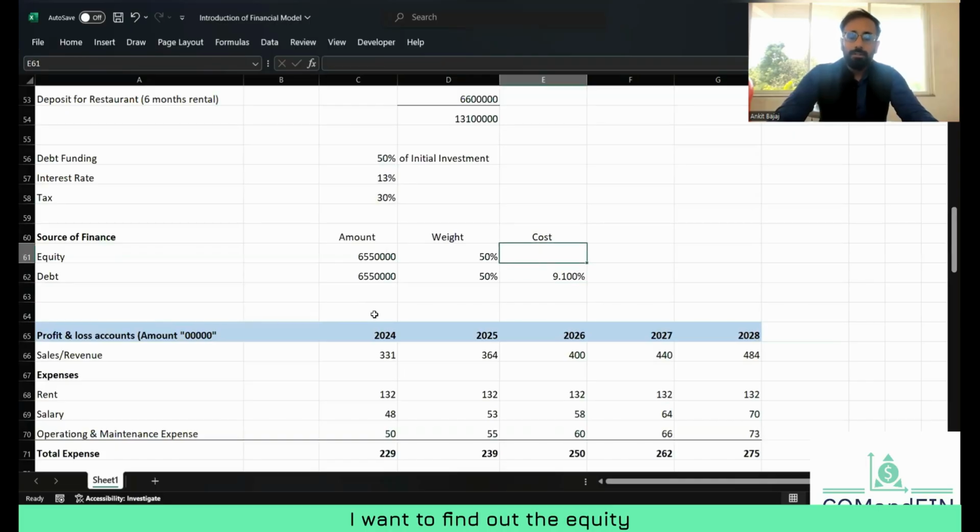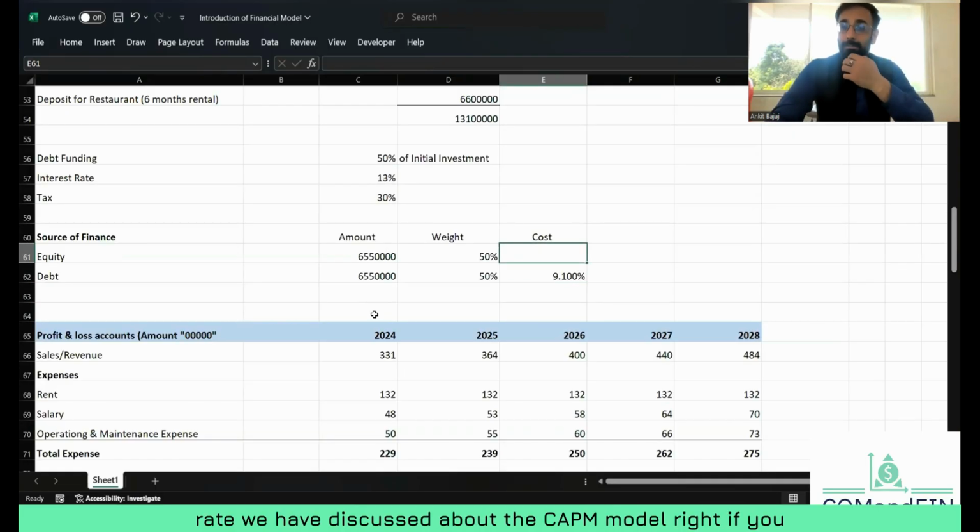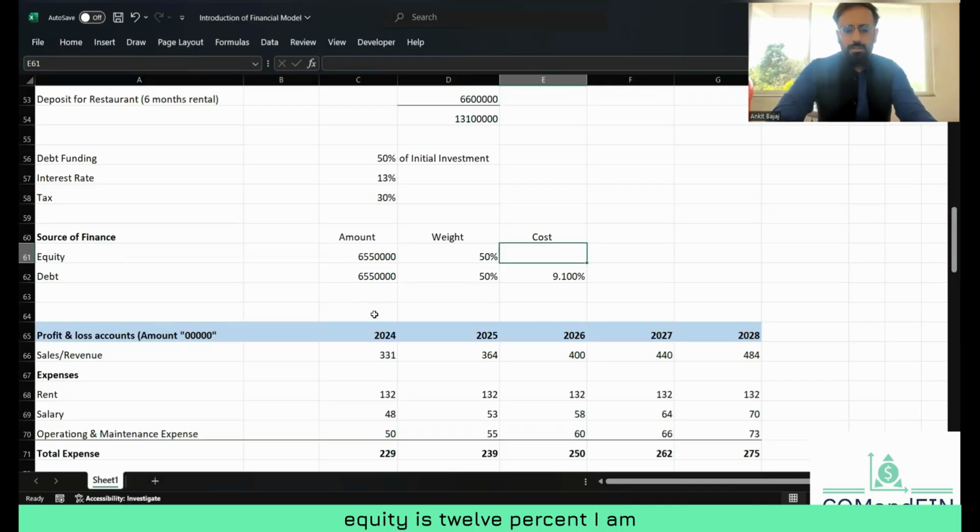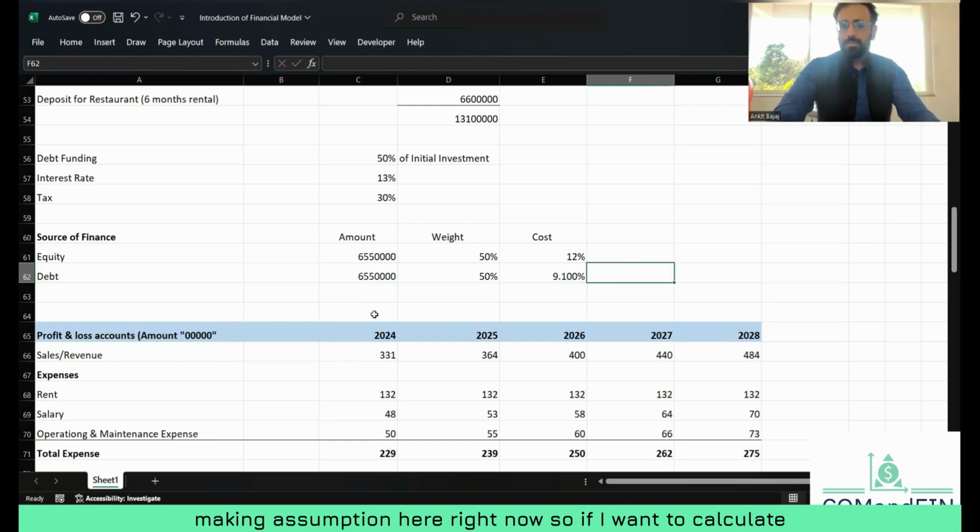If I want to find out the equity rate, we have discussed the CAPM model. If you remember, we have discussed the CAPM model in detail. So let's suppose here the cost of equity is 12%. I'm making an assumption here right now.